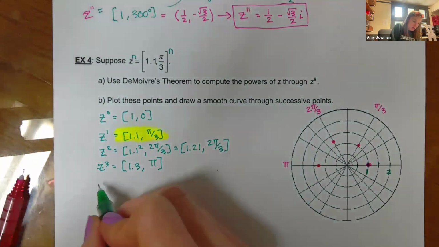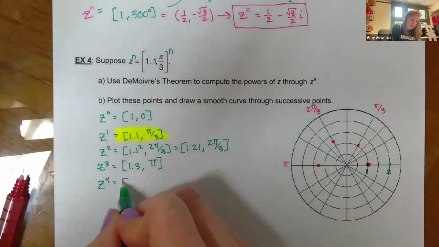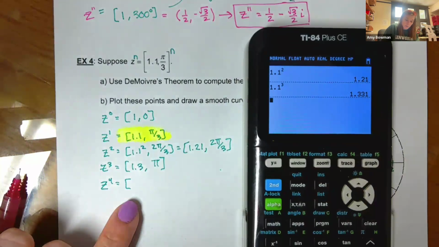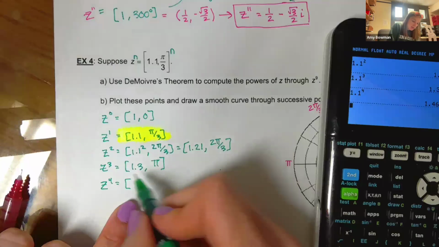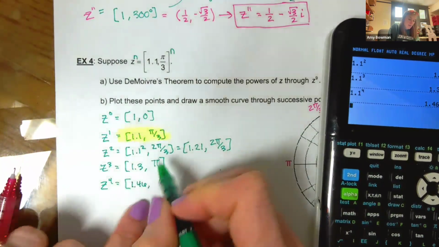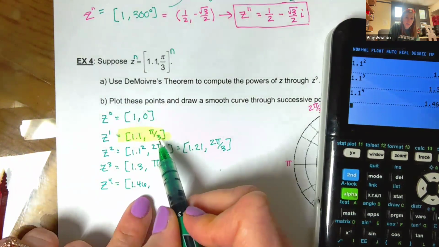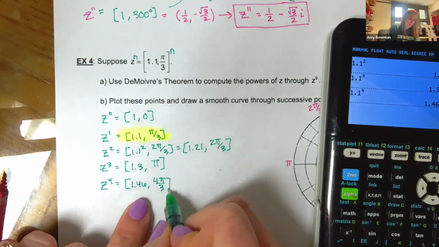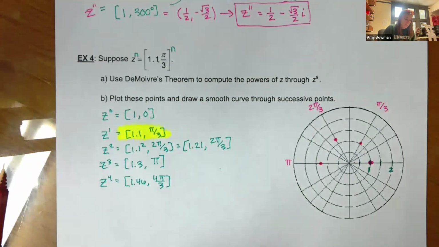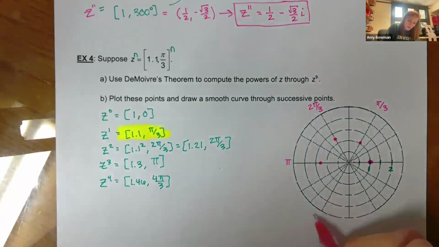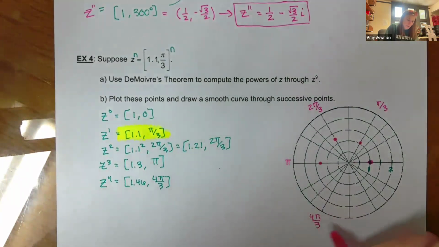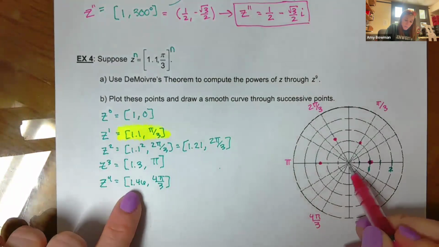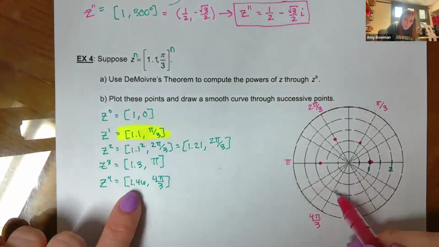Let's do z to the fourth. Again, for the r value of z to the fourth, we're just doing 1.1 raised to the fourth, about 1.46. And this will be pi thirds times 4, so just 4 pi thirds. So 4 pi thirds is right here. And then we're going out 1.46. So there's 1. Here's 1.5. So 1.46 is just under that.